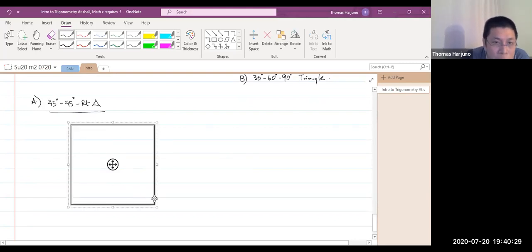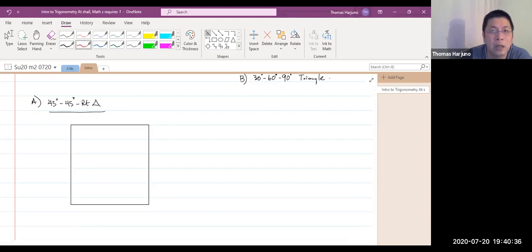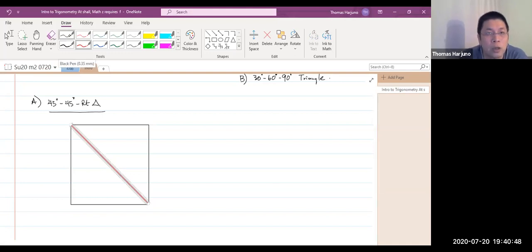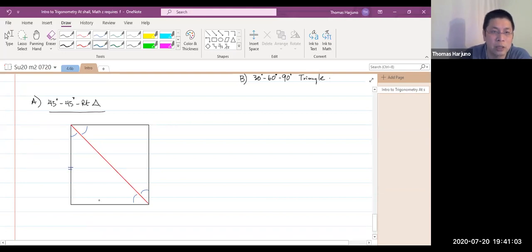I think this is a square. Good enough. And then we will dissect that diagonally. Because you start with a square, when you dissect that, then the angle 90 degrees will be divided by 2, becomes 45 degrees each. And because it is a square, then these two sides here must be congruent.